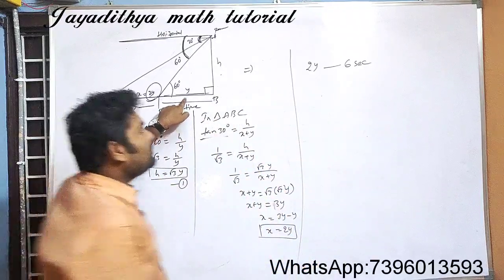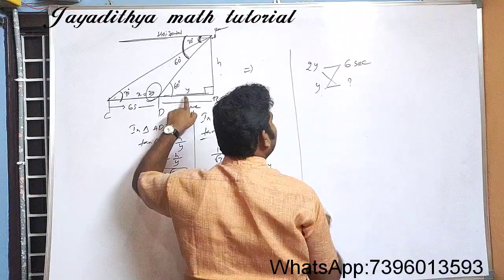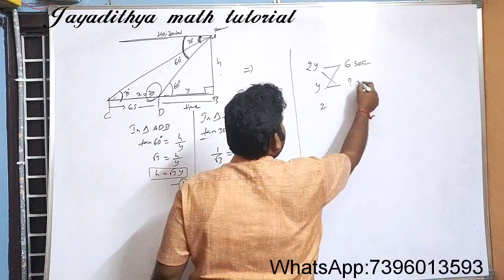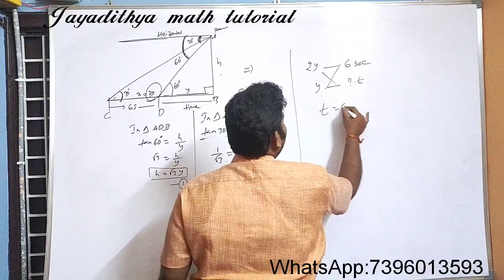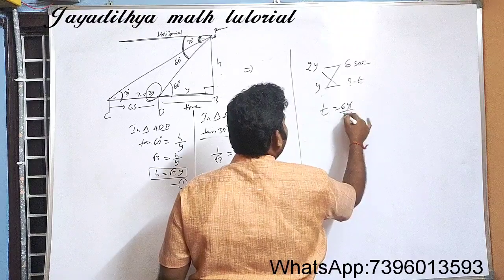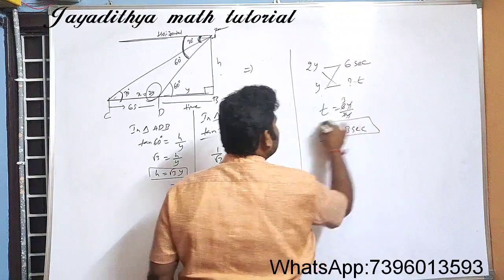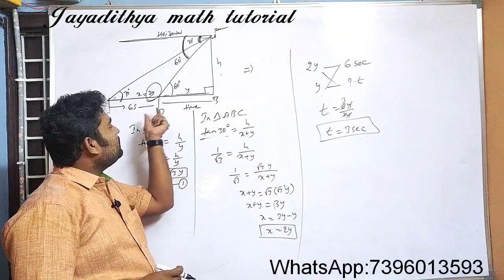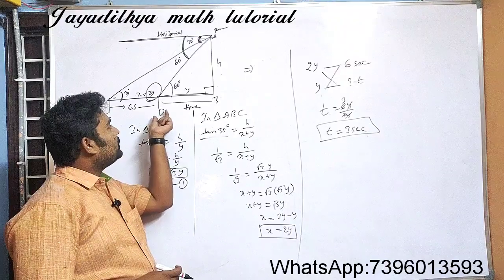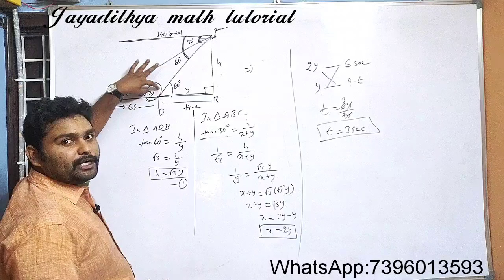To cover Y units, how much time will it take? So simply you do cross multiplication. Let us take this as some time t. So t equals 6Y by 2Y. Y cancels, 2 ones are 2, 2 threes are 6. So time is equal to how much? 3 seconds. 3 seconds is your answer. So what is our question? The time taken by the car to reach from D to B.